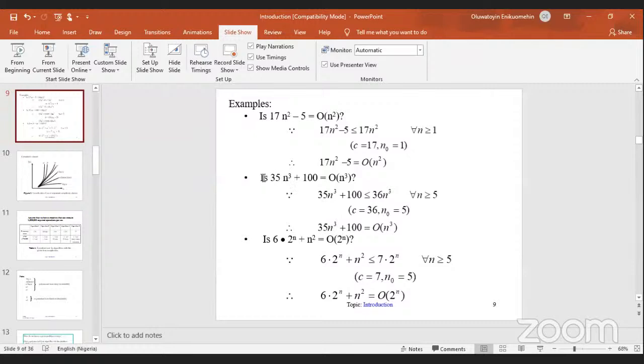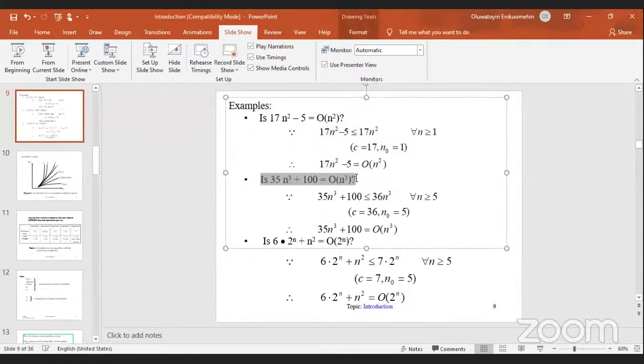And on that note, I want you to quickly look at what I have highlighted. Is 35n cubed plus 100 equals big O of n cubed? You have to answer that and discuss. So you're not only going to give me an expression. This is the solution here, but you will need to discuss. So perform this for n raised to power 3. Perform the same operation for n raised to power 5. Then perform the same operation for e raised to power n.